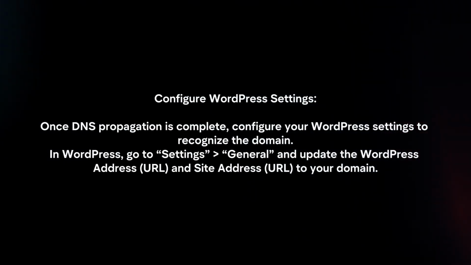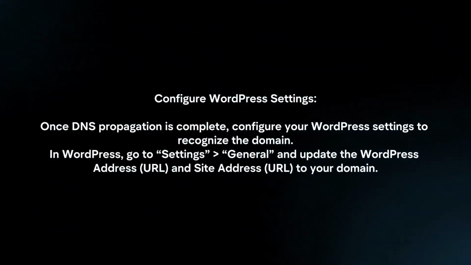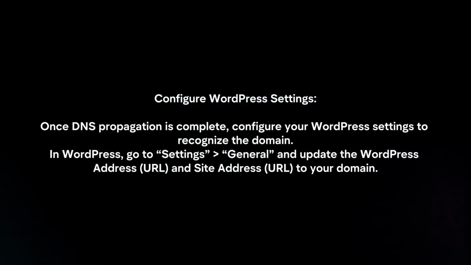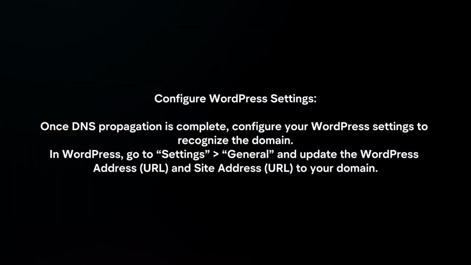Configure WordPress settings. Once DNS propagation is complete, configure your WordPress settings to recognize the domain. In WordPress, go to Settings, General, and update the WordPress address and site address to your domain.